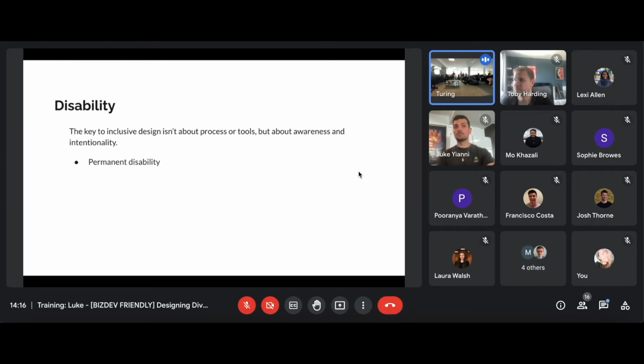There are 3 different types of disability in this concept. There's permanent disability, there's temporary disability, and there's situational disability. Those aren't abundantly clear, but we'll get onto those on the next slide.